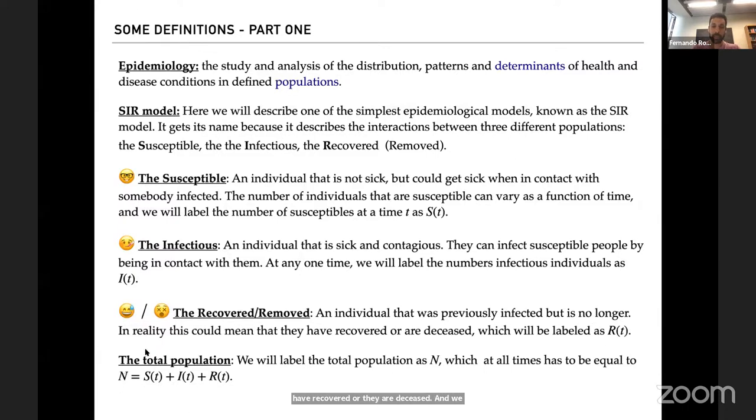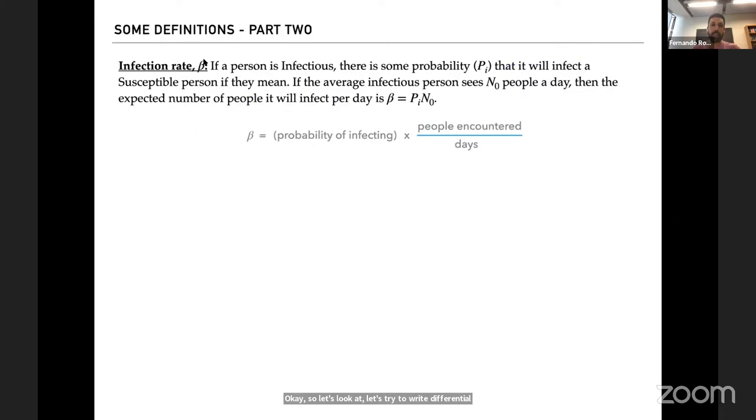Okay, so the total population in some particular place, an island, you can think of this, would be N, the total, which is susceptible plus infectious plus recovered or removed. Okay, so let's try to write differential equations for all these categories.